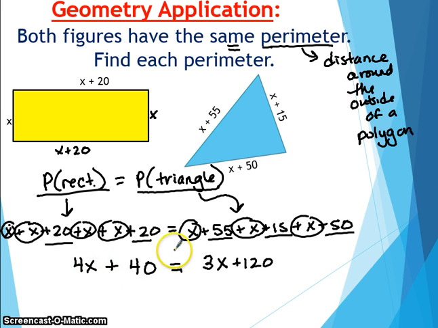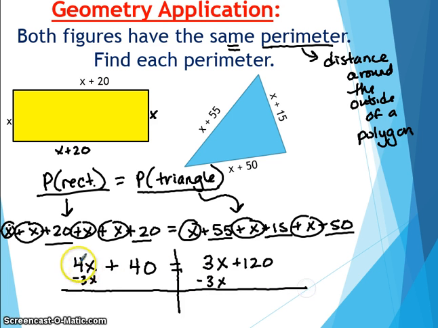Now, we have like terms on opposite sides, so we'll subtract 3x from each side. 4x minus 3x makes 1x, or just x. So we have x plus 40 equals 3x minus 3x, which is 0, and 0 plus 120 is 120. So we'll subtract 40 from each side. We get x equals 80.